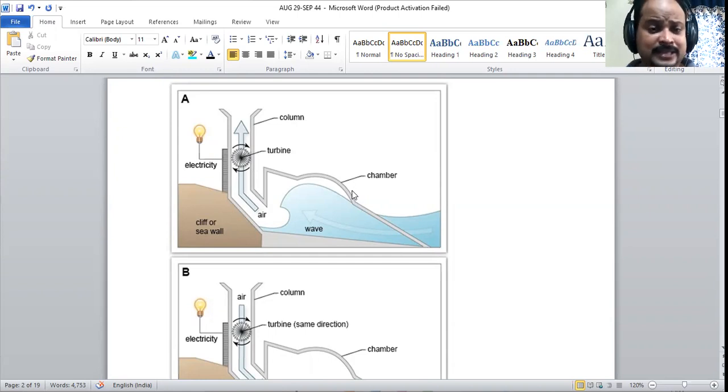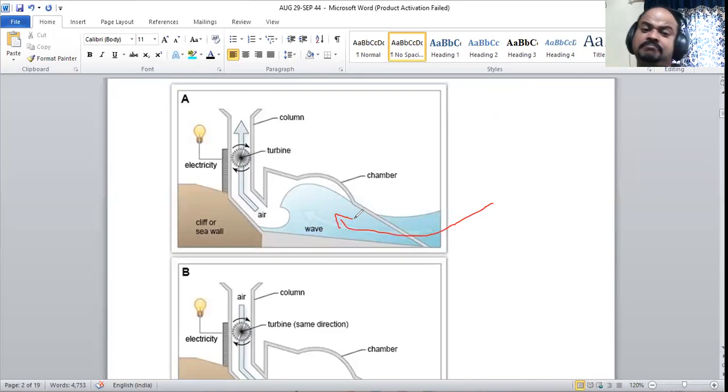Now, let's see all the things which are going to happen here in this A. So we can see a chamber here, and this chamber is shaped like this. And this chamber may be glass or steel. I don't know what it is made of. It is fixed to a sea cliff or a sea wall, a place near to the sea. So it is attached there. Now what we can see is that the waves are coming inside the chamber, and this is a natural process.